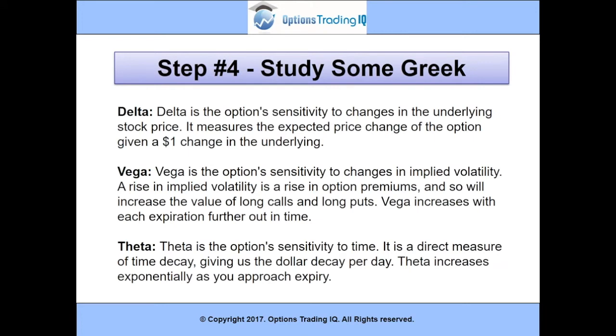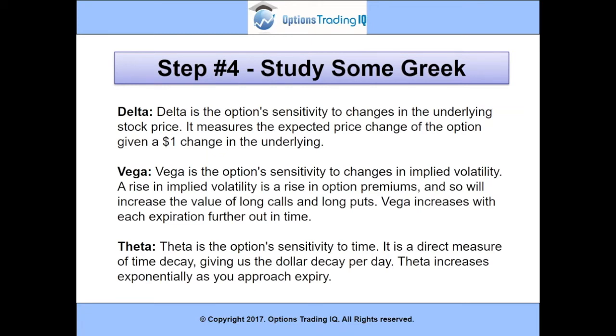So the Greeks, a couple of them here. Delta, which is the option's sensitivity to changes in the underlying stock price. It measures the expected price change of the option given a $1 change in the underlying. Okay, so if your delta's at 50, the stock goes up $1, your option price is going to change by 50 cents. If your delta is 20 and the stock goes up by $1, your option price is going to change by roughly 20 cents. So that's delta. A high delta is a high exposure to price change, a low delta is a low exposure to price change.